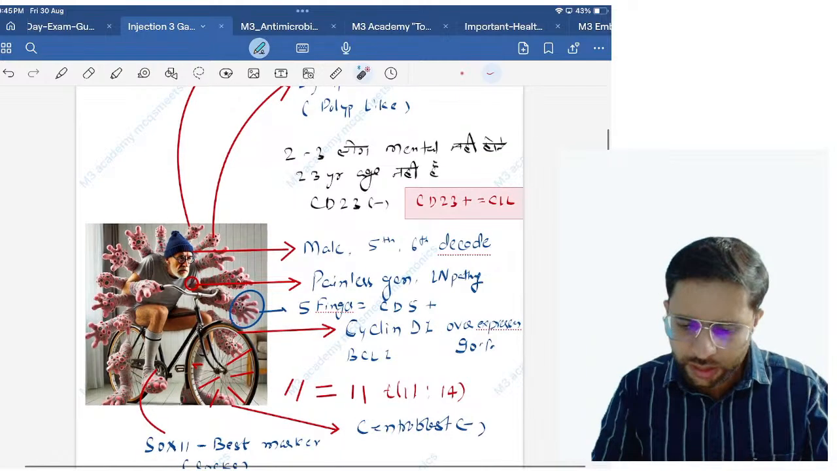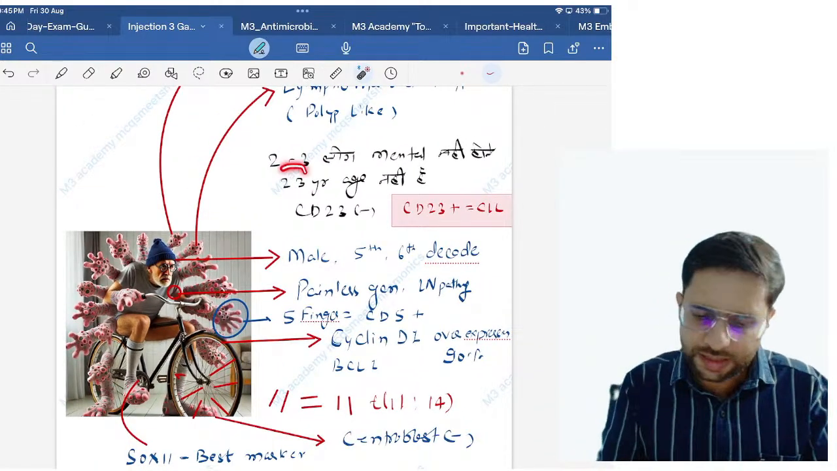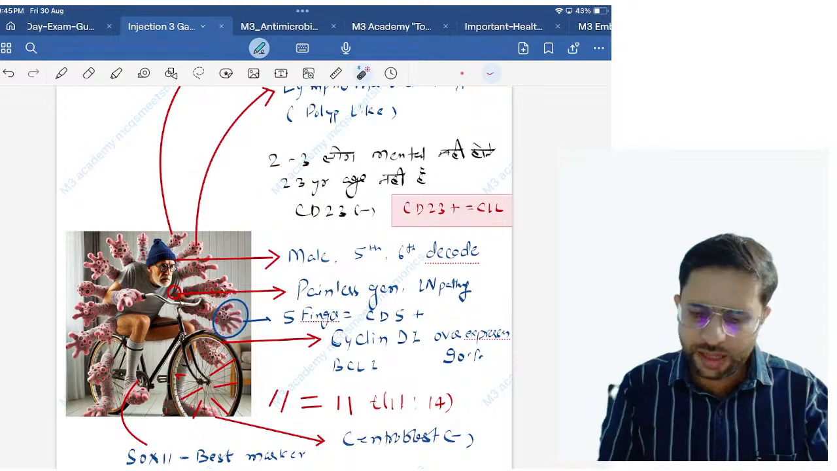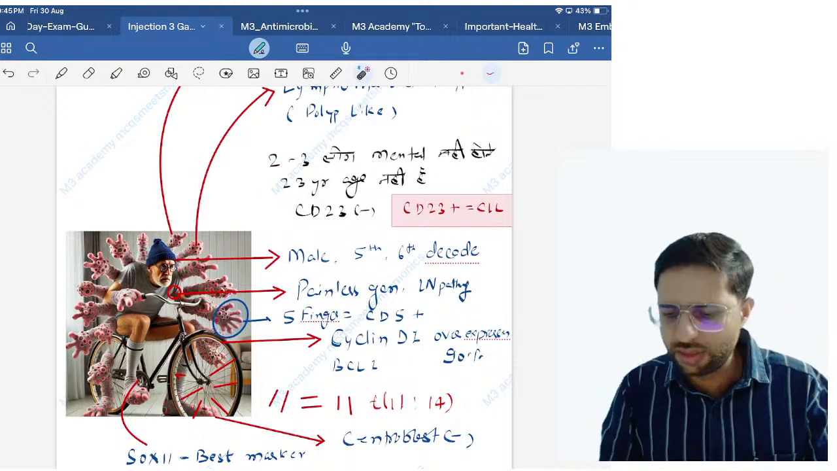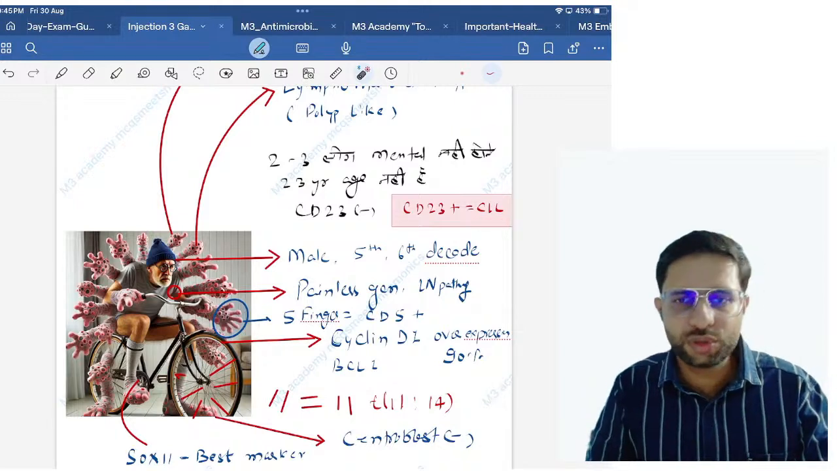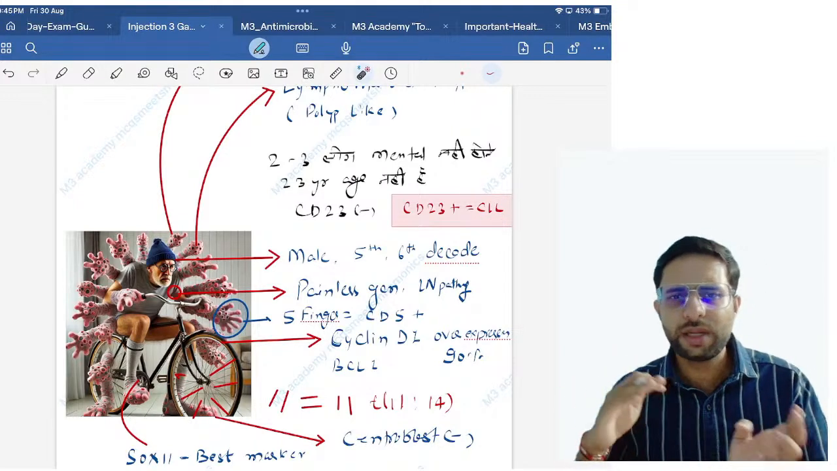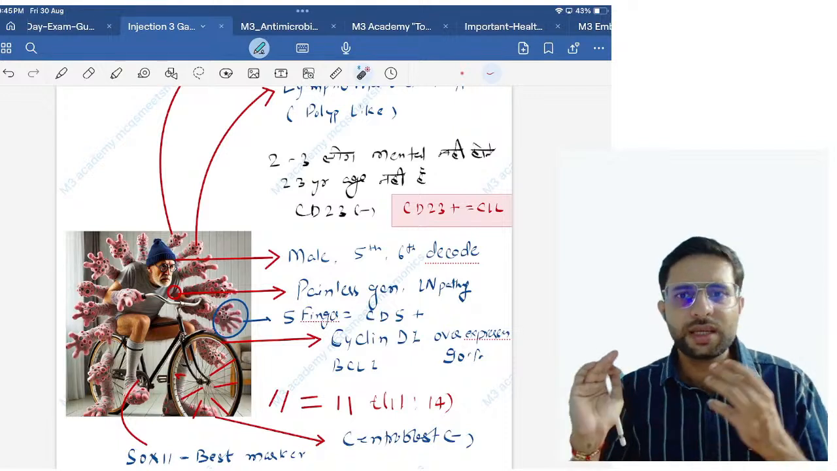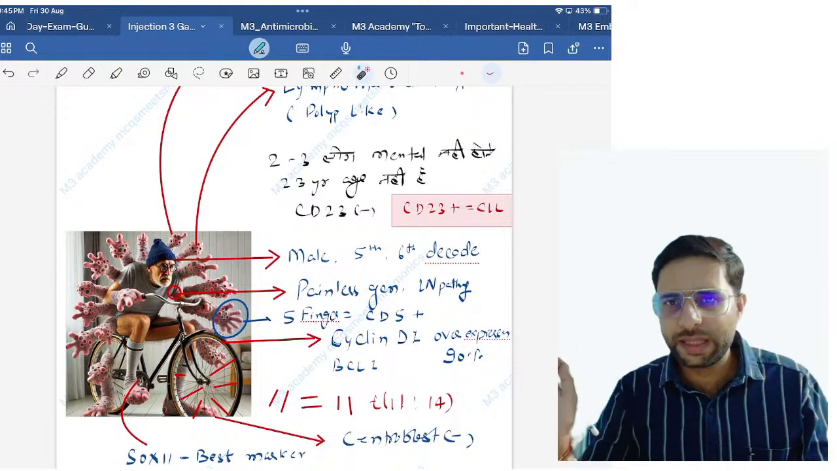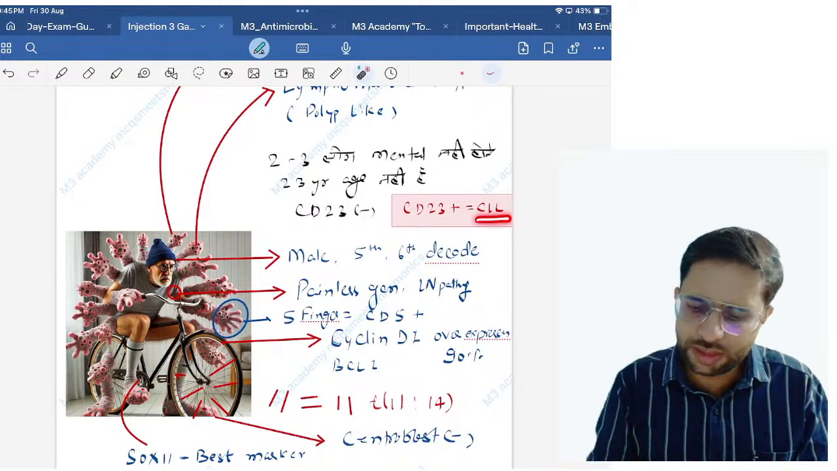Now, 2 or 3 people do not mantle, and you can say at the age of 23 nobody is a mantle. So this is CD23 negative, but CLL and SLL are CD23 positive. So you can differentiate between mantle cell lymphoma and SLL or CLL. So at the age of 23 years you are not a mantle, so CD23 is negative in mantle cell carcinoma, but positive in CLL or SLL.